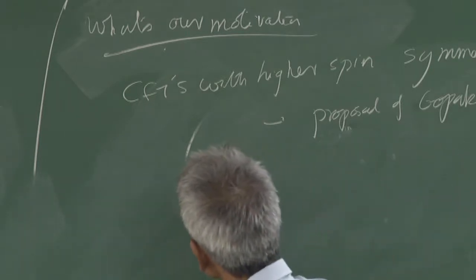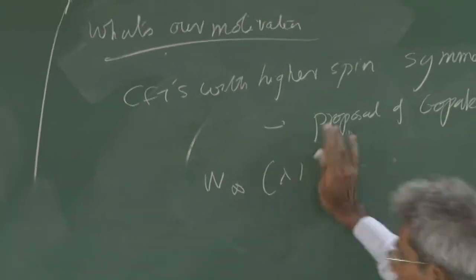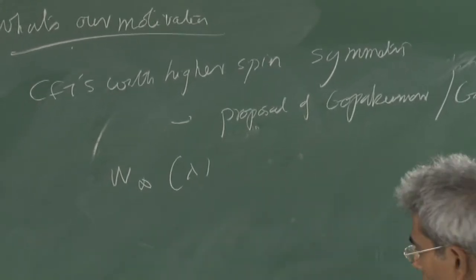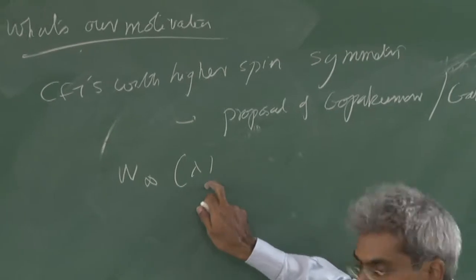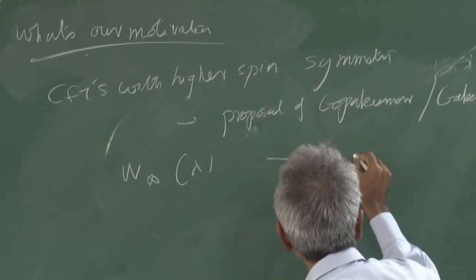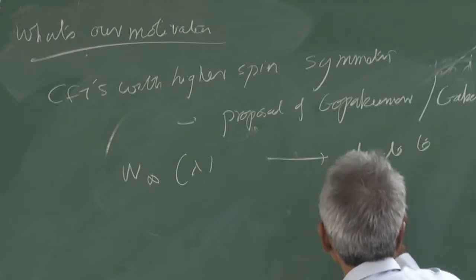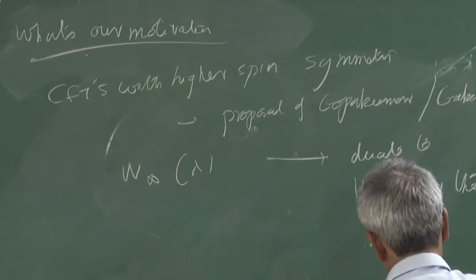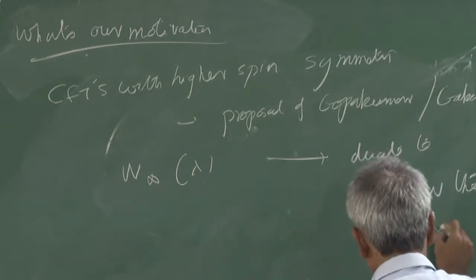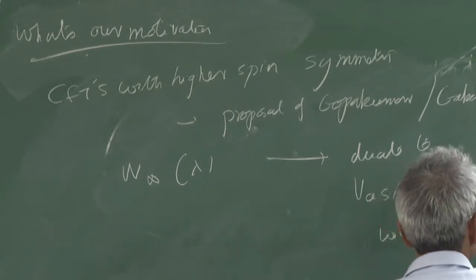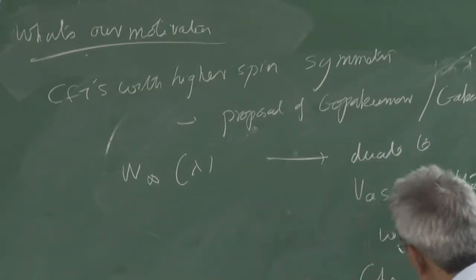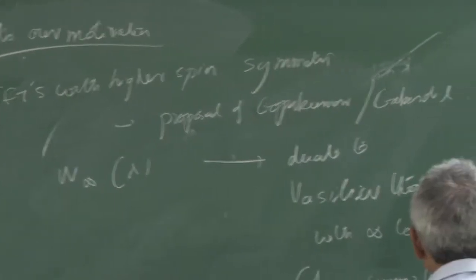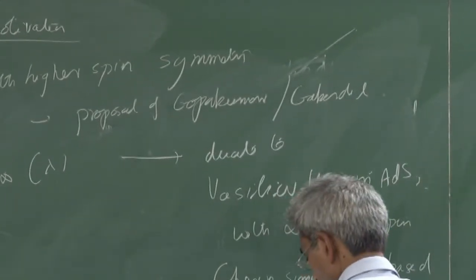Basically, they had a minimal model CFT with a W infinity symmetry. That means a whole infinite tower of these higher spin currents at coupling lambda. There is a parameter in the W infinity algebra, lambda, and they proposed a dual to be a Vasiliev theory in AdS3 with an infinite tower of spins. Because it's in 3 dimensions, this is basically a Chern-Simons theory based on hs[lambda].